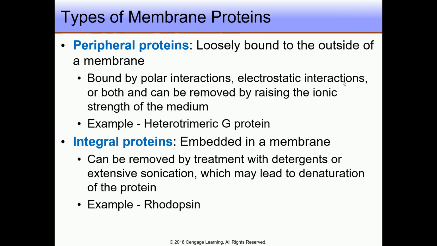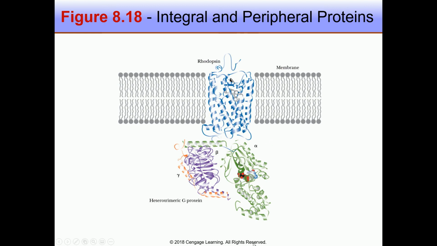Just change some salt conditions, you can easily remove them because they are not embedded in the phospholipid bilayer. But on the other hand, integral proteins are actually embedded in the phospholipid bilayer. They are part of it, and it is difficult to remove these kinds of proteins. To remove these integral proteins, you need some detergents. The example of peripheral proteins is heterotrimeric G proteins, and the example of integral proteins is rhodopsin. So this is rhodopsin. You can see that this is the phospholipid bilayer. This protein rhodopsin is part of the phospholipid bilayer, so it's embedded in the membrane.